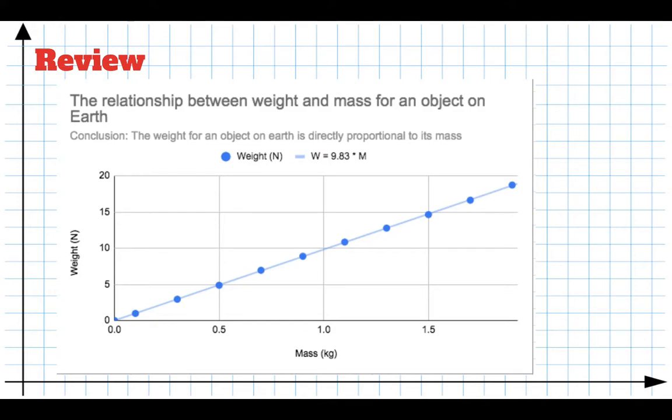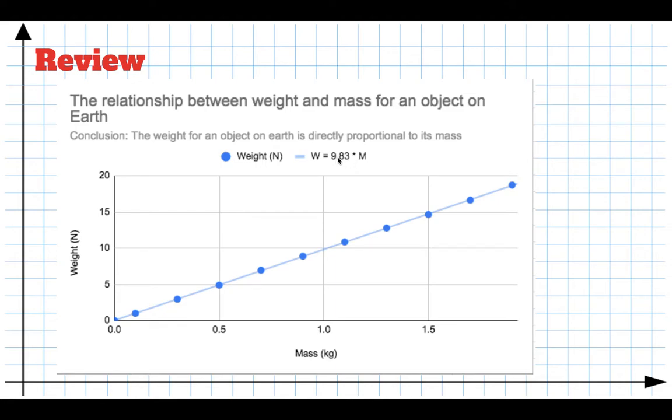So in lab, we asked, how does the weight of an object depend on its mass? For several different masses, we measured the force of gravity pulling on them with the force probe, and we plotted it, and we got a straight line. Our math model was that the weight was equal to about 9.8 times the mass. This wasn't perfectly 9.81, but it's pretty close for most of you.